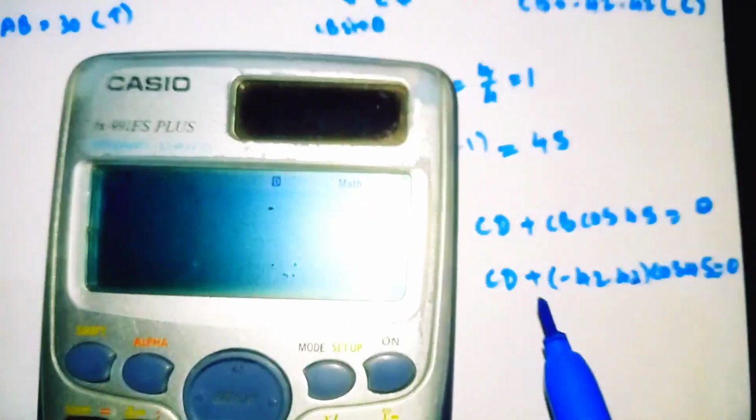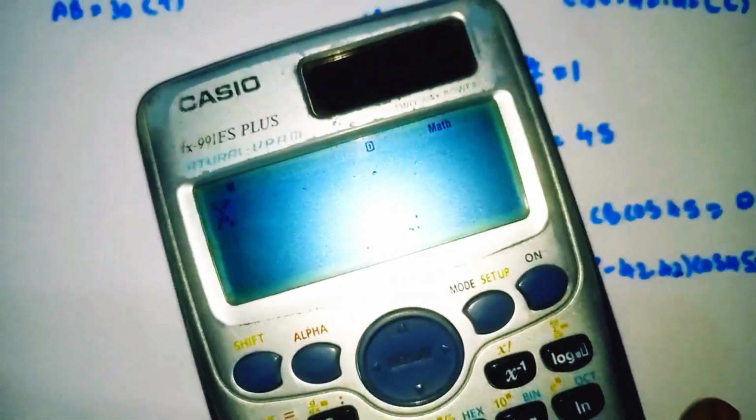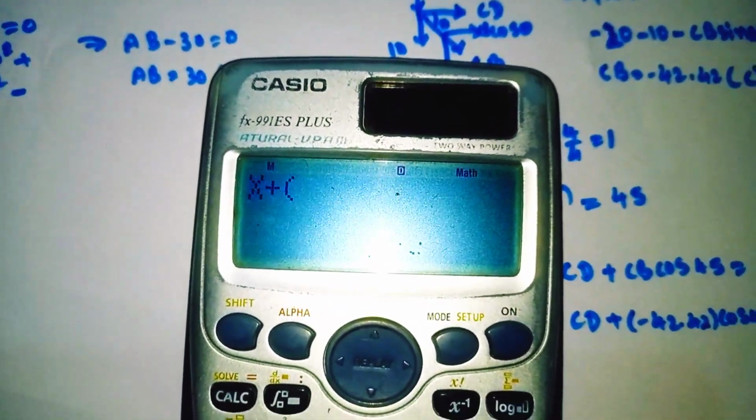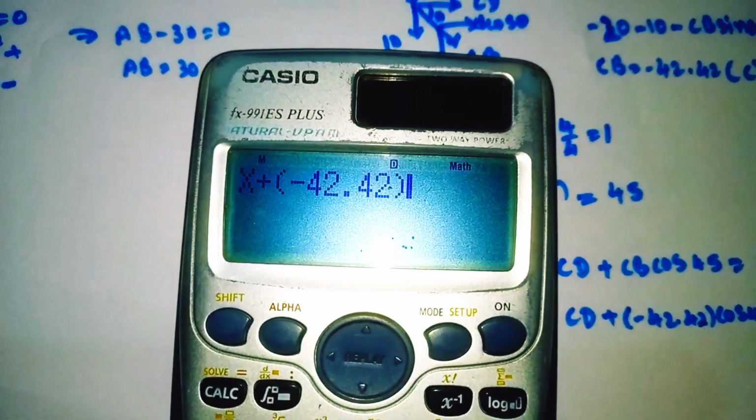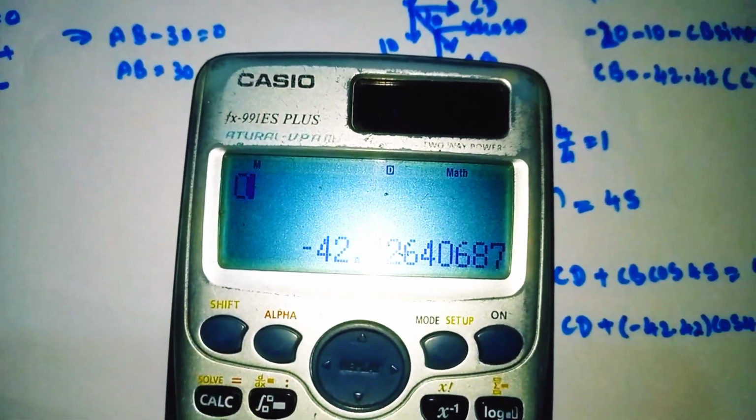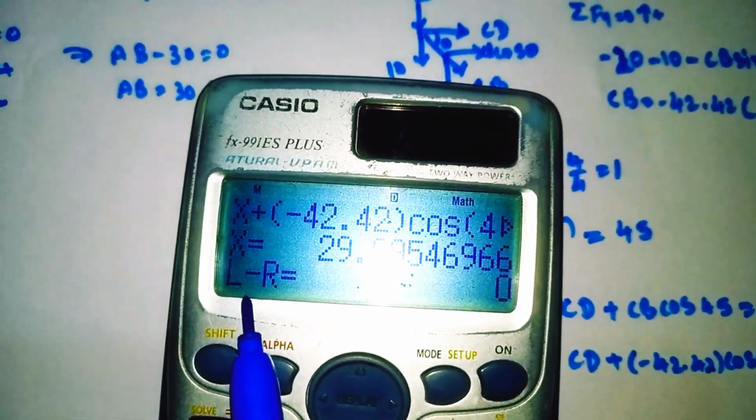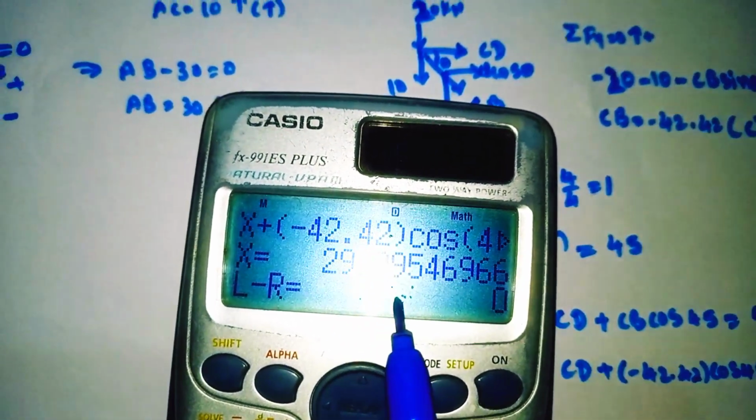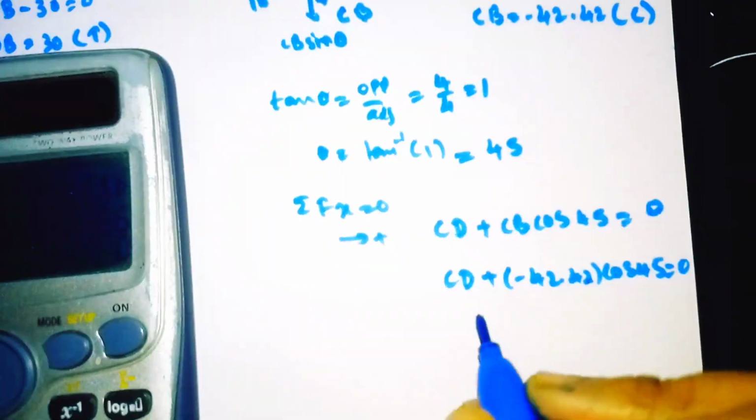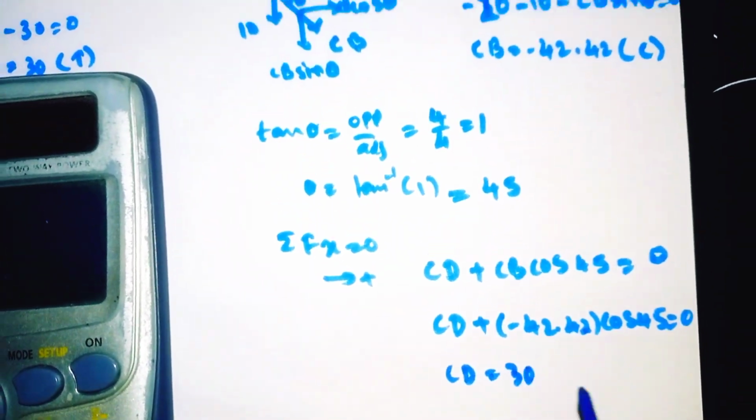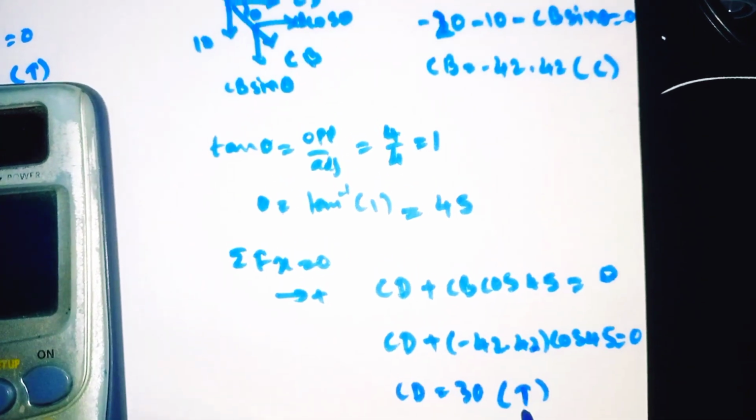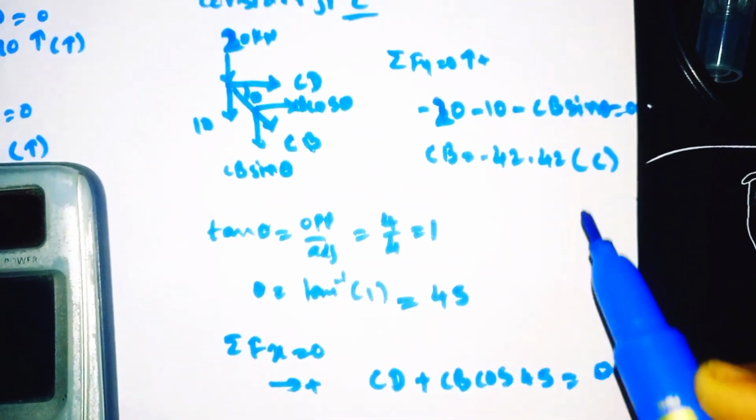Our CD is nothing but our x. So x plus minus 42.4 in brackets, cos 45 is equal to 0. Now solve it. Our CD value will come out as 29.99, which is nearly equal to 30. So CD is equal to 30. 30 means it's positive, and positive means it is in tension. Tension means members are moving towards each other, while compression means members are moving away from each other.